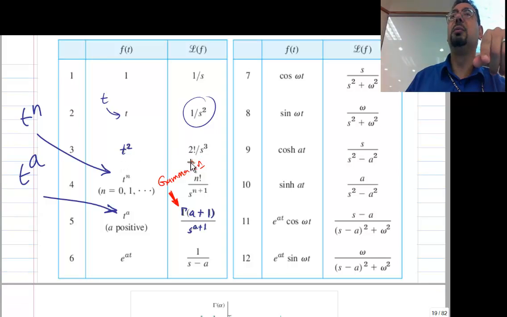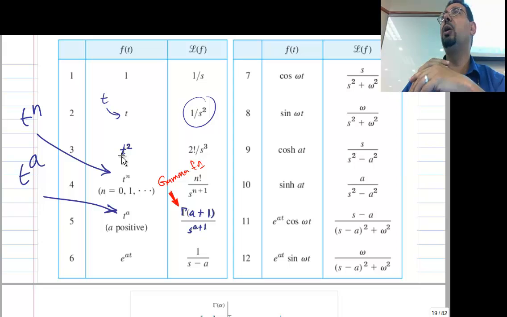T squared, see, the t becomes 1 over s. So the multiplication becomes kind of division. You will see that theme working all the time.